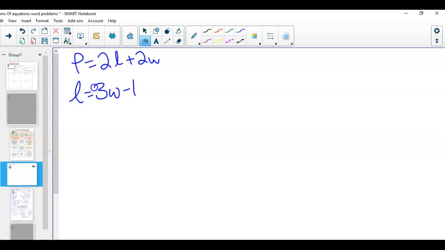Now we can put this into our equation. We also know that our total perimeter was 54. So we're going to take this equation and put it in for L. So when we talked about this before, we kind of were doing systems without really doing systems.